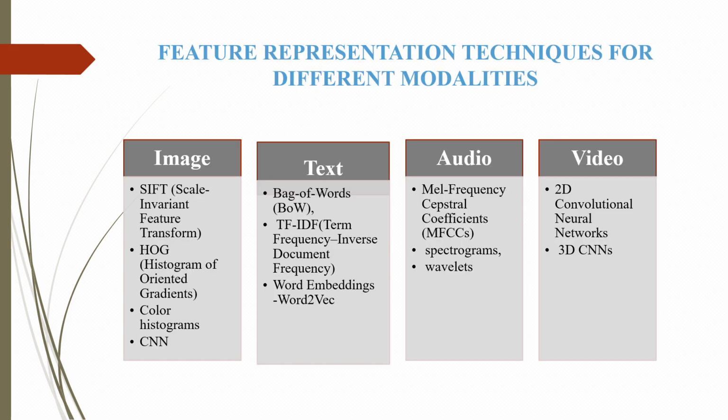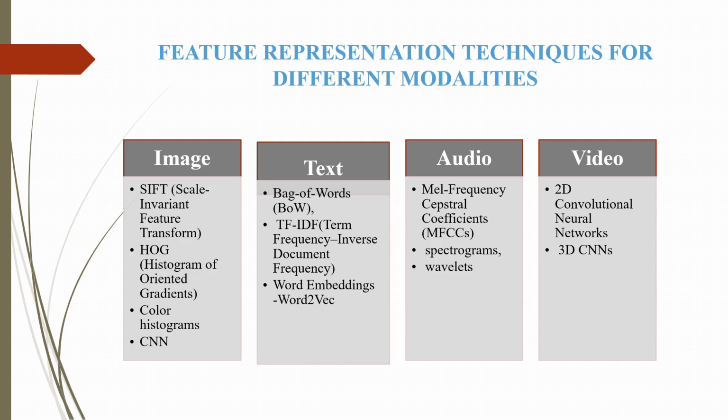So first, how can we represent image, text, audio and video? How will we represent an image? For representing an image, we have different kinds of techniques: scale-invariant feature transform, histogram of oriented gradients method, color histograms, convolutional neural network.